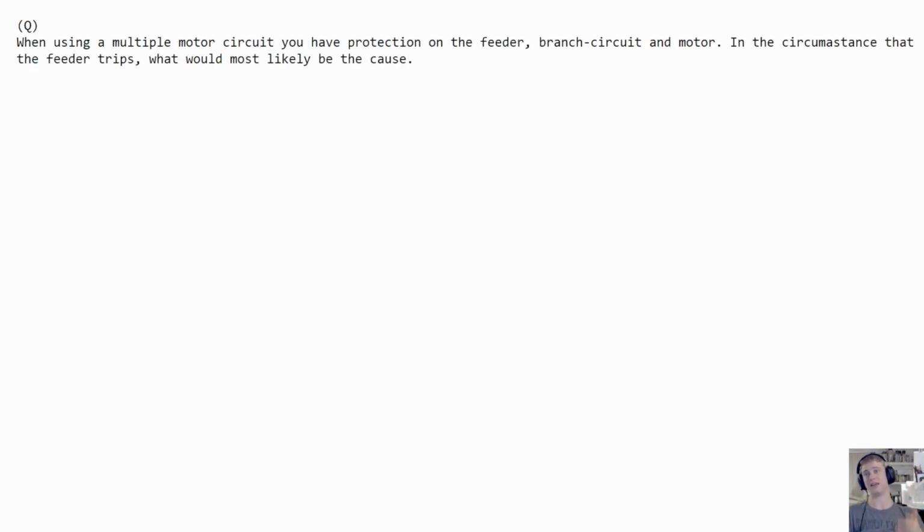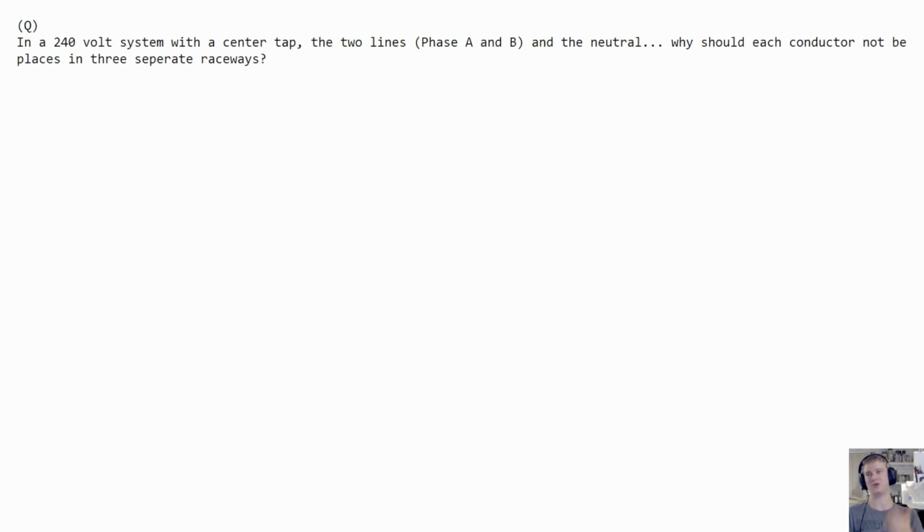Next, when using a multiple motor circuit, you have protection on the feeder, branch circuit, and the motor. In the circumstance that the feeder trips, what would most likely be the cause? And the feeder would most likely be the cause. Next, in a 240 volt system with a center tap, the 2 lines, phase A and B, and the neutral. Why should each conductor not be placed in 3 separate raceways? And this would have to do with inductance.